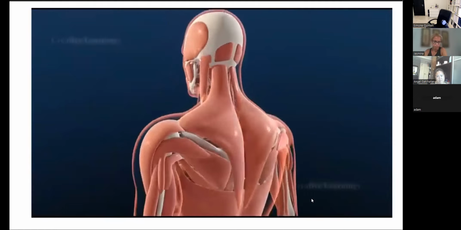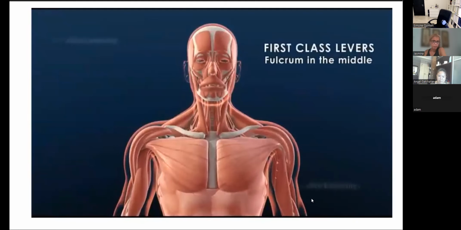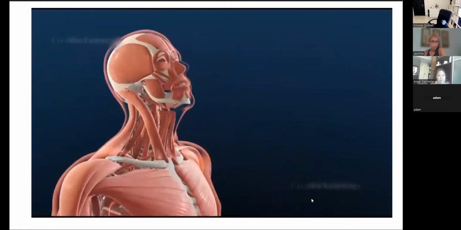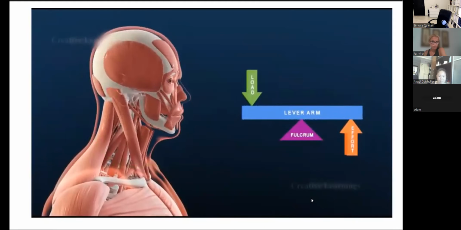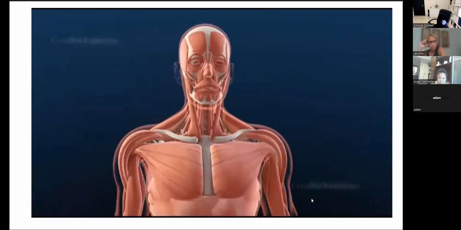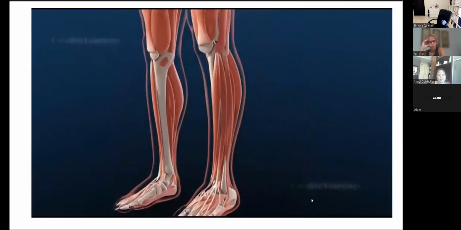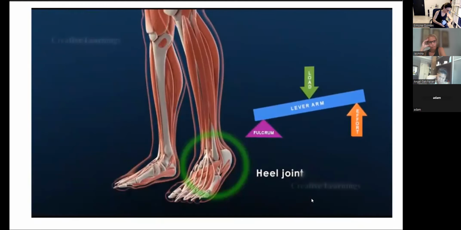Based on the arrangements of joints and muscles, different classes of levers are identified in the body. First-class levers have the fulcrum in the middle, like a seesaw. An example is the joint between the skull and the atlas vertebrae of the spine. The spine is the fulcrum across which muscles lift the head. Second-class levers have load in the middle, like a load in a wheelbarrow. An example is the heel joint. Here, the upper body provides the resistance and the heel acts as the fulcrum. The effort is the contraction of the calf muscles.